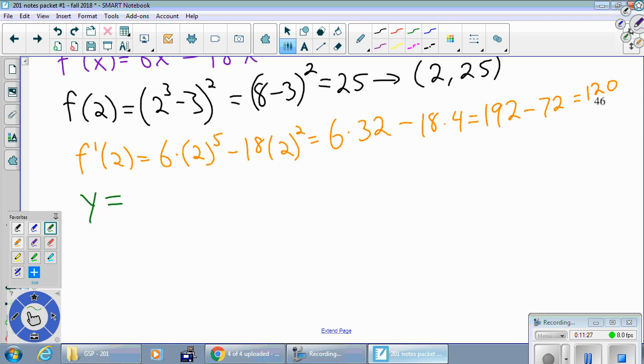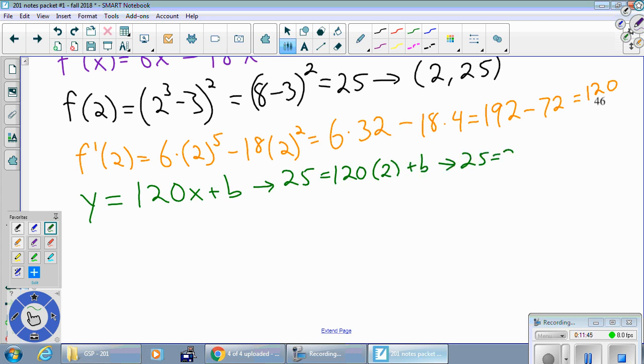So we'll start with our mx plus b business, 120x plus b. And then we're going to plug in the coordinates of our point for x and y. So the y is 25 equals 120 times the x is 2 plus b. 25 equals 240 plus b. Subtract the 240 from both sides. We get negative, is that 215? And so our final answer, the equation to the tangent line here, y equals 120x plus negative 215. So I'll just write minus 215.